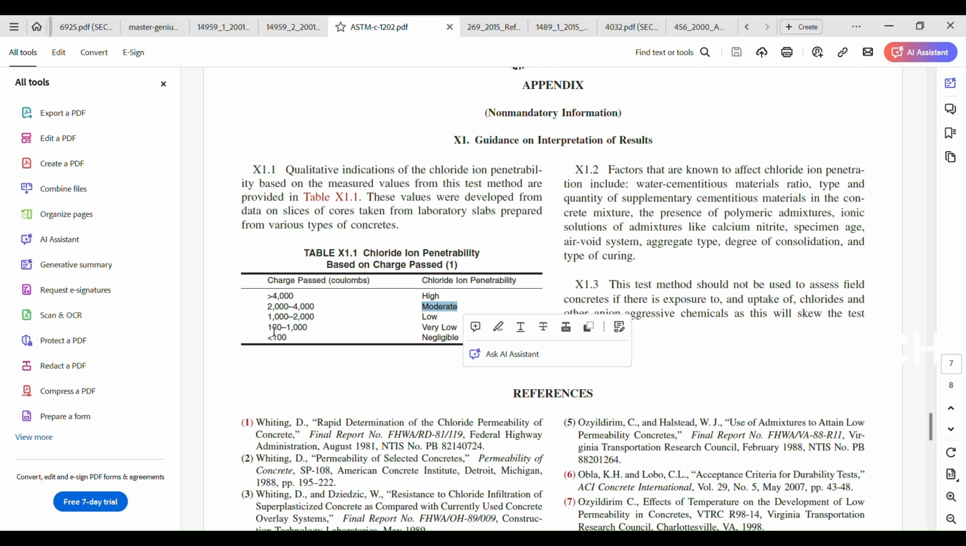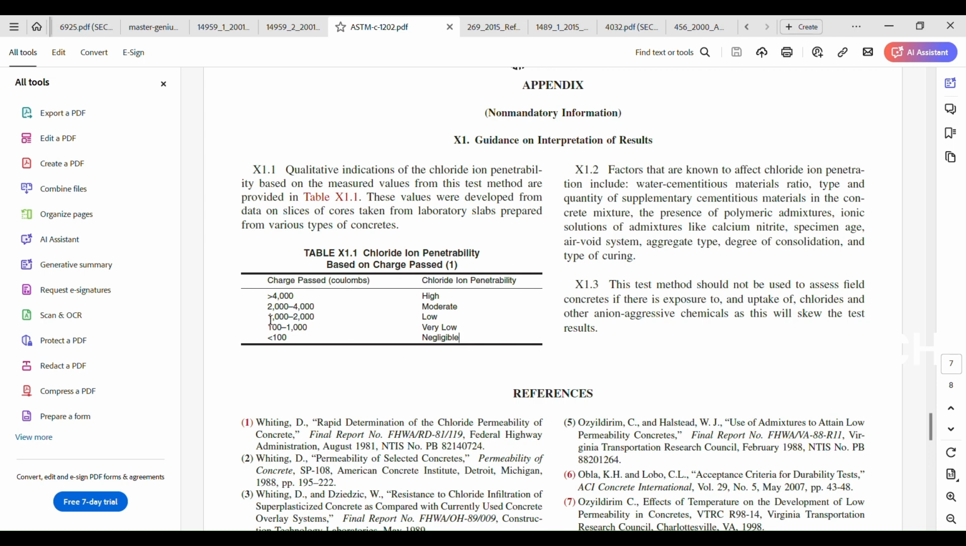If the charge passed is 2000 to 4000 coulombs, the chloride ion penetrability will be moderate. If the charge passed is 1000 to 2000 coulombs, the chloride ion penetrability will be low. And if the charge passed is 100 to 1000 coulombs, the chloride ion penetrability will be very low. If the charge passed is less than 100 coulombs, the chloride ion penetrability will be negligible.